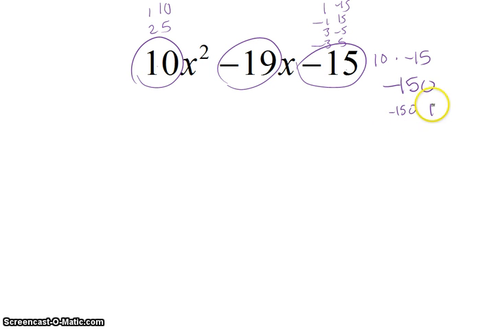Negative 150 and 1, I'm not even going to add that together. That's way off negative 19. Negative 75 and 2, that's negative 73, not even close. Negative 50 and 3, that's negative 47.